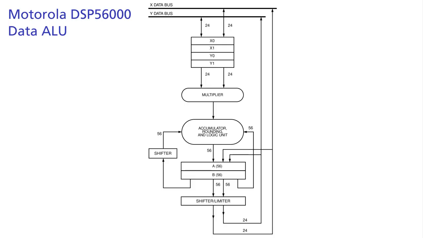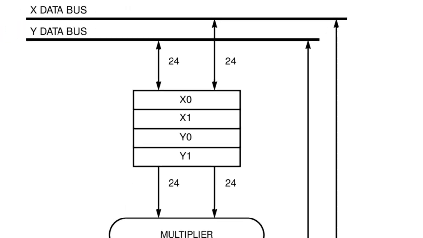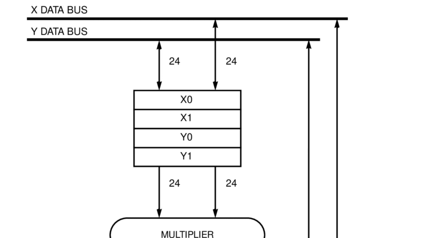Here's the 56000's main data path, which is primarily a pipeline for performing multiply-accumulate operations. At the top are 2 data buses from the 56000's 3 memory regions. Each memory is 24 bits wide, and all 3 can be accessed simultaneously. The X and Y regions are meant to store samples and coefficients. The third region, called P, holds instructions.